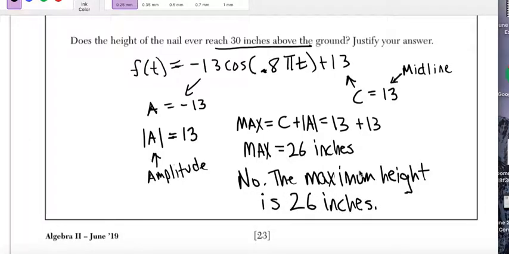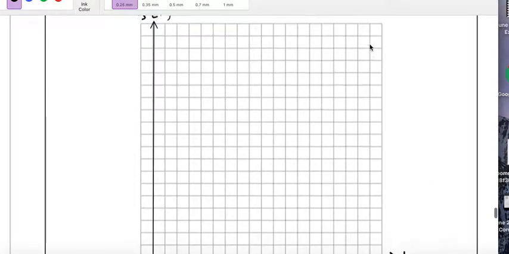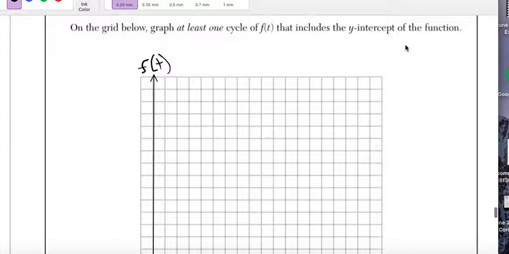Now, to get the minimum, so we know the maximum, we justified our answer. Does the height of the nail ever reach 30 inches above the ground? No. Justify your answer, we just did. So we could do that without graphing. Now, remember I said the maximum, so we know the maximum is 26 inches, and I'll just use this other symbol for inches.